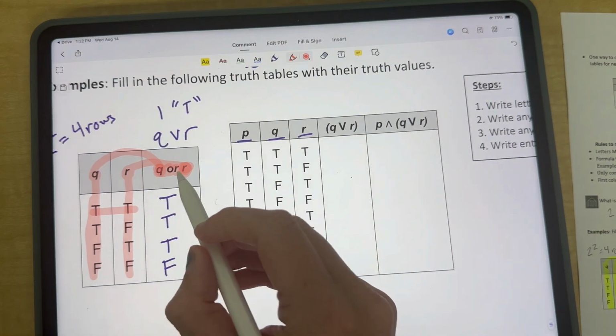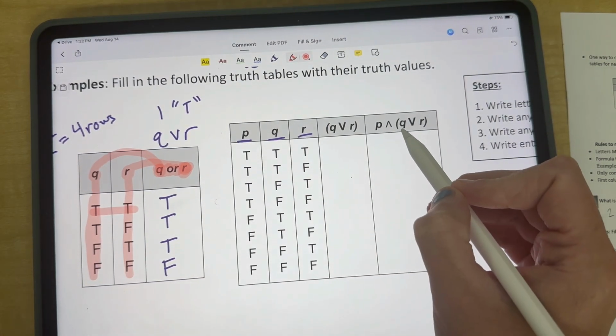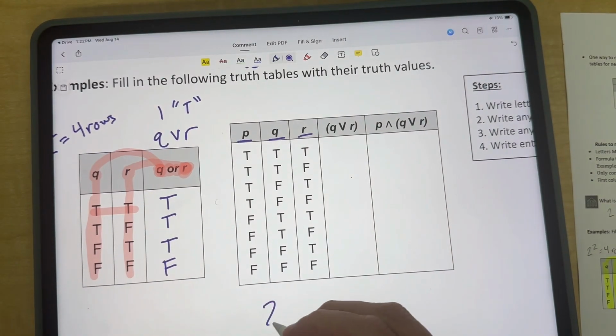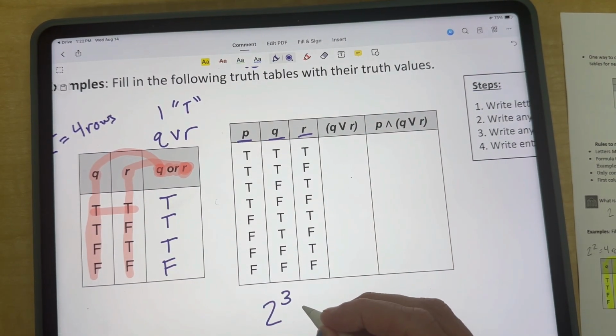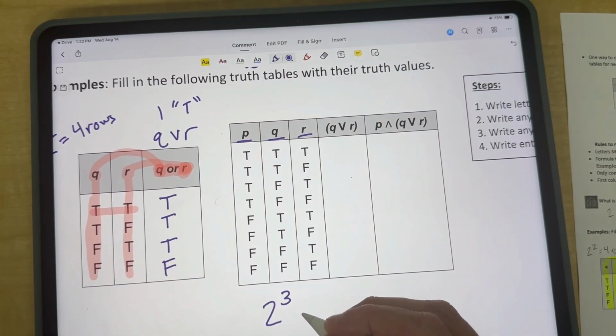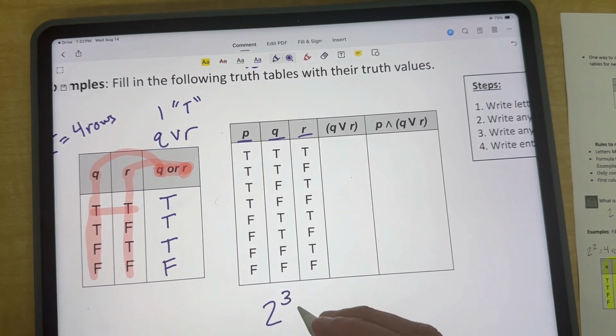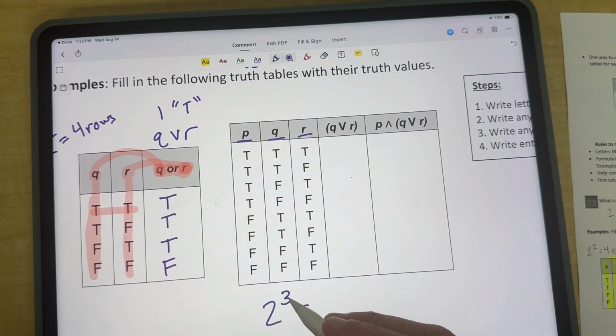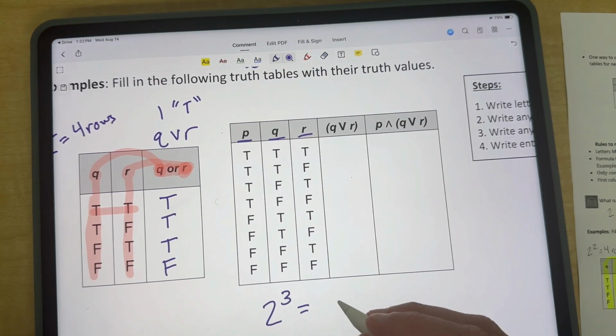So in our final statement here, this one has a P, a Q, and an R. So how many letters is that? That is 3 different letters. Negations do not count as different letters. They're still the same letter. They're just the opposite of whatever that letter is. So what you're going to do is you say 2 to the 3rd, because we have 3 different letters, and that is 8.